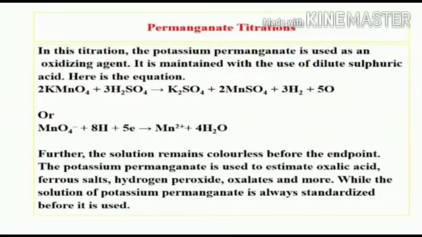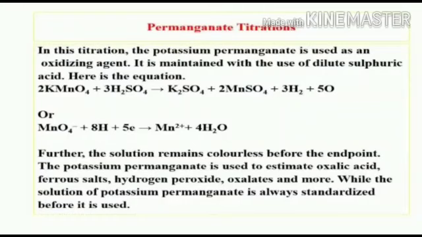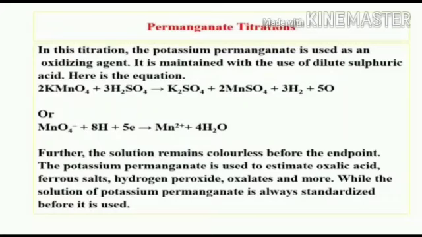Permanganate titrations. Potassium permanganate is an oxidizing agent in this kind of redox titration method. It works in acidic medium more strongly than alkaline medium. So far in quantitative analysis, potassium permanganate is generally used in acidic medium only. The addition of sulfuric acid helps to raise the hydrogen ions present in the solution.